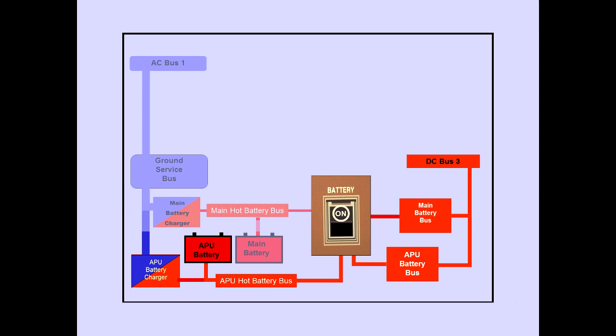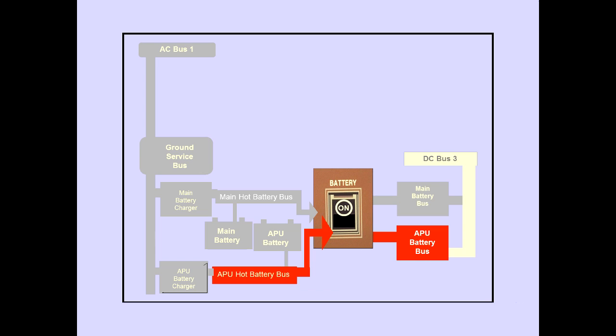Normally, DC bus 3 powers the APU battery bus. When DC bus 3 is unpowered with the battery switch on, the APU hot battery bus powers the APU battery bus.